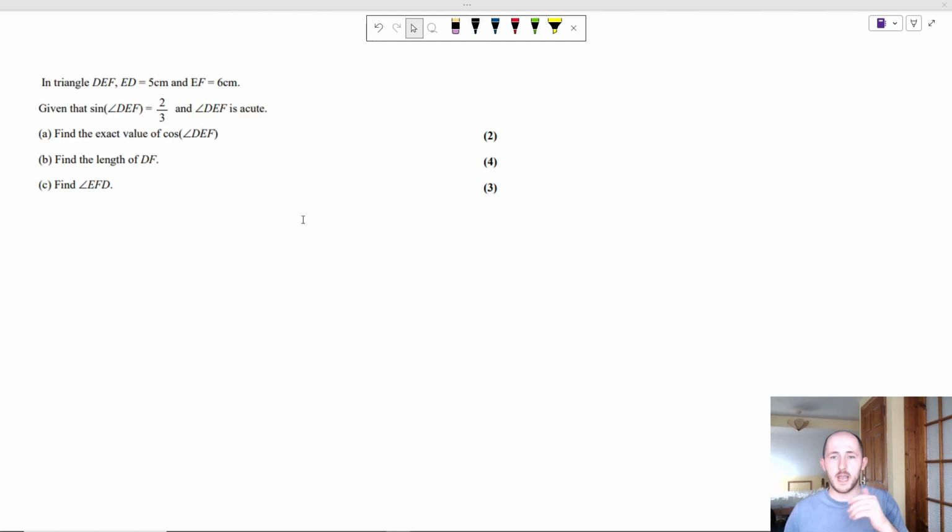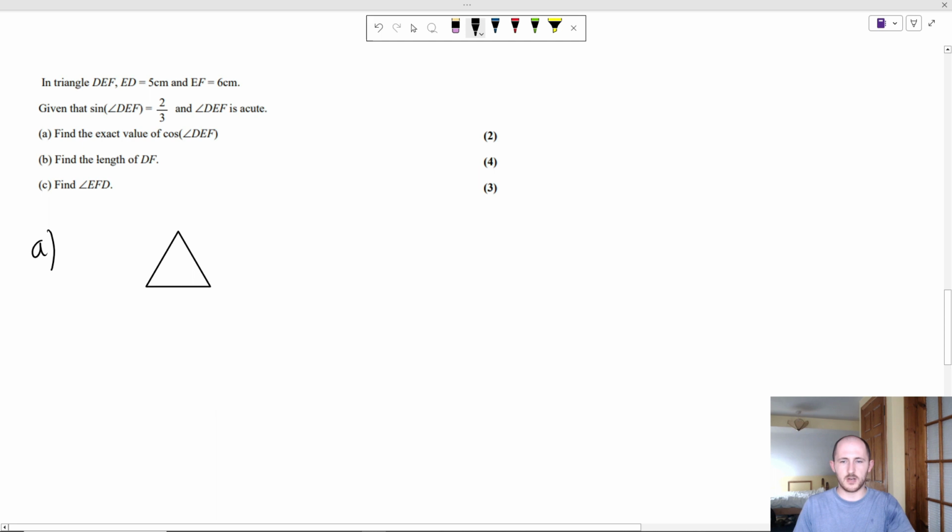Now we move on to a new type of question that comes up quite a bit in A level, and people are kind of unsure of how to answer it. So here we get given a right angle triangle because it says sine of this is 2/3 and DEF is acute, and it says find the exact value of cos DEF, and this is where things get a bit more interesting. So what we're going to do is draw out this triangle. We can't assume it's right angle, but we're going to be using a right angle triangle shortly. In fact, let me make this a bit bigger. Look at this 21st century technology.